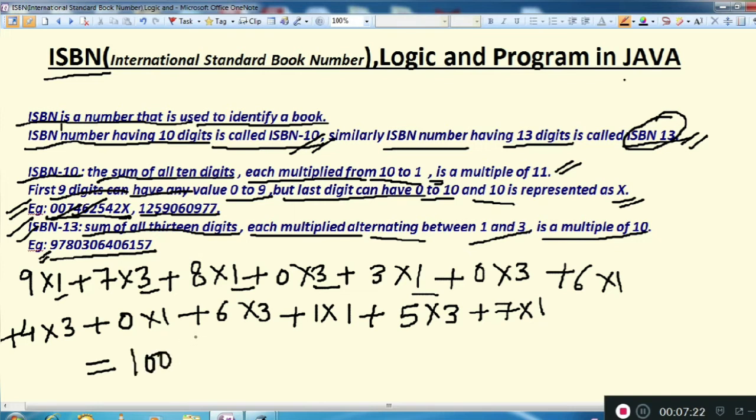So if we take the modulus of this by 10, you should get 0. See here, it should be a multiple of 10. A multiple of 10 means it should be fully divisible by 10. There should not be any remainder. So if we take modulus, here I have written modulus, not dividing, modulus. It will give you remainder 0.